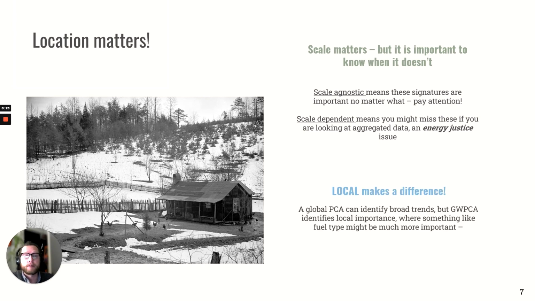Secondly, local makes a difference. A global PCA can identify broad trends, but with the GWPCA, we can identify local importance, where something like fuel type, for example, might be much more important than socioeconomics. Interventions must be local to be successful.